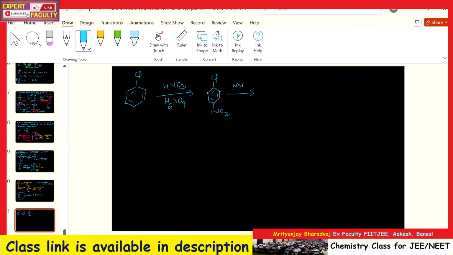Then what will we do? We'll do NaOH, heat. This is Na+ and OH-. We have seen that aryl halides under extreme conditions may also undergo nucleophilic substitution. So why is this sequence important? Because under this sequence only can we get mononitro substituted phenol. That's why this sequence is important.